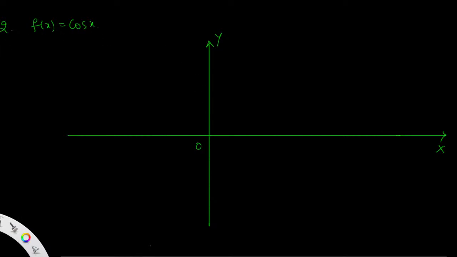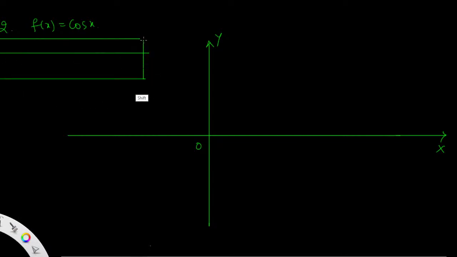So why we graph means, let us take some values, then you get the values also. How to draw the graph means putting the values. Let us take some values and plot them on the graph. Let us take 0, then pi by 2, pi, then 3 pi by 2, and here also minus pi by 2 and minus pi.